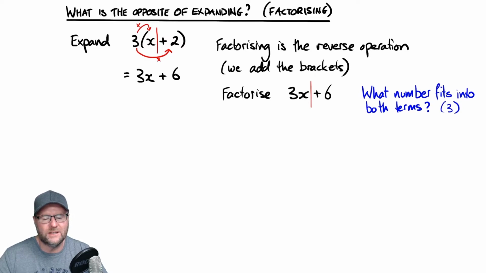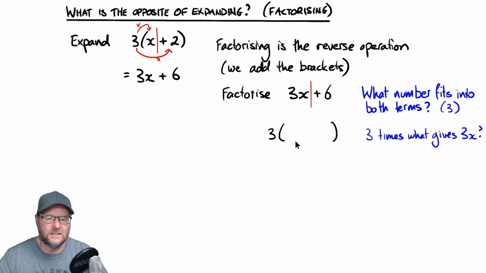So what happens is I'm going to take that number, the number that fits into both, and put it out the front of a set of brackets. I'm going to leave some space because we're going to put a couple of things back into the brackets. Now what goes into the brackets? Well, I'm going to ask myself the question, 3 times something will get me to 3x. What is that something? Well, it's an x, isn't it? 3 times x gets me back to 3x.